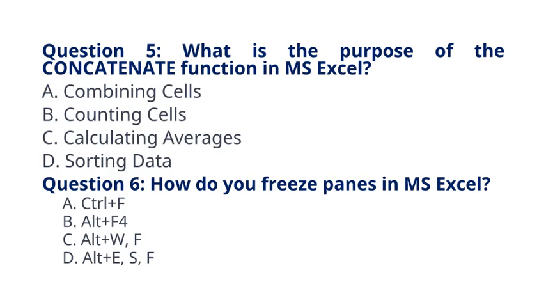Question 6. How do you freeze panes in MS Excel? A. Control plus F. B. Alt plus F4. C. Alt plus W, F. D. Alt plus E, S, F. The correct answer to question 6 is option D. Alt plus E, S, F. Explanation: Alt plus E, S, F is the keyboard shortcut for freezing panes.